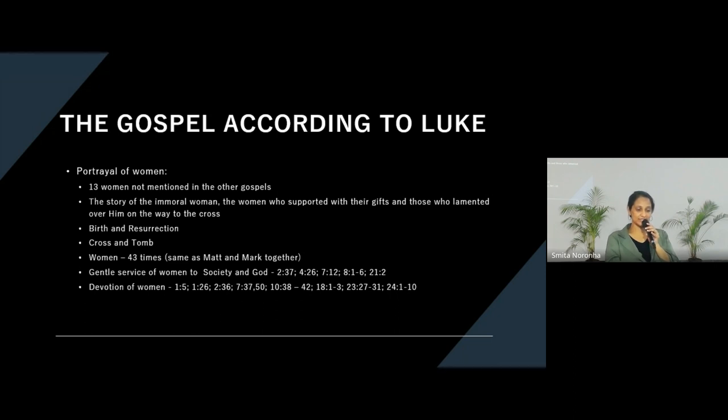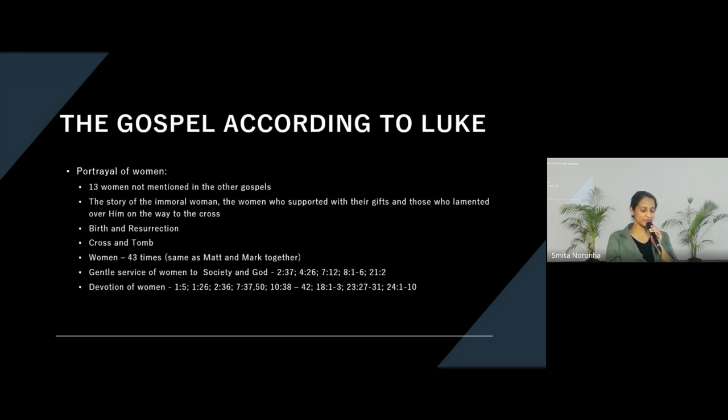Women are included in the birth and resurrection stories of Jesus. They are included at the cross, and women are mentioned at the tomb. The word women is mentioned 43 times in the book of Luke, which is the same as Matthew and Mark combined. If you put both Gospels together, they talk about women 43 times, whereas Luke, in his one record, talks about them the same number of times.